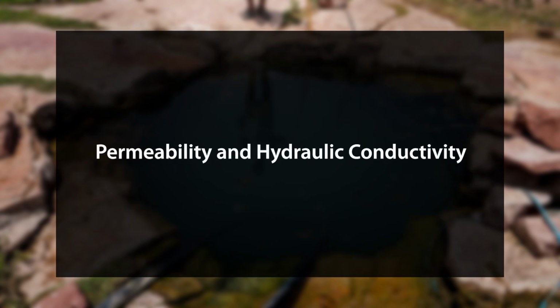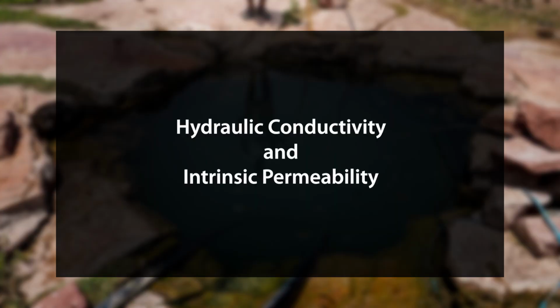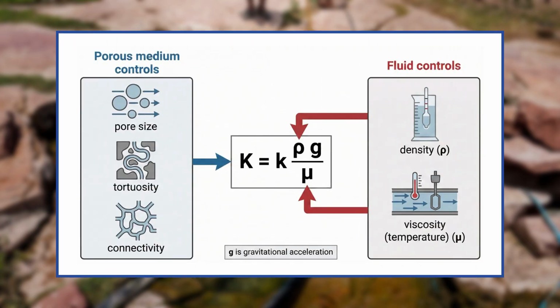Another property is permeability and hydraulic conductivity. Permeability characterizes the ease with which a fluid flows through a porous medium under a hydraulic gradient. In hydrogeology, it is critical to distinguish between two related terms: hydraulic conductivity and intrinsic permeability. Hydraulic conductivity, denoted by K, describes the rate at which a specific fluid, usually water, moves through the medium. It depends on both the properties of the porous medium and those of the fluid, density and viscosity.